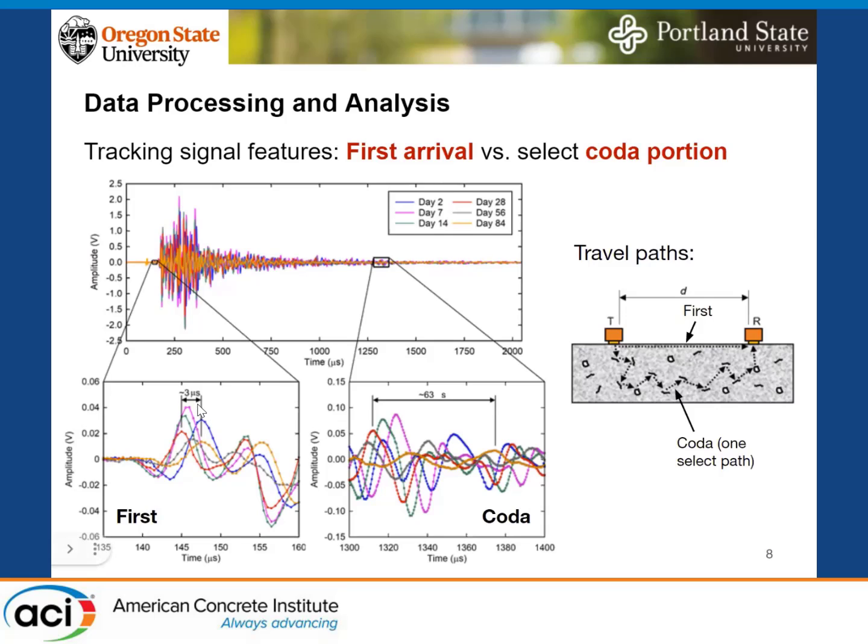It's at most 3 microseconds, which is equal to 6 samples. But the CODA portion, on the other hand, you can see there is more than 60 microseconds in this case. So it's more sensitive. The later portions of the signal, or the CODA portion, are more sensitive to the changes in the medium.